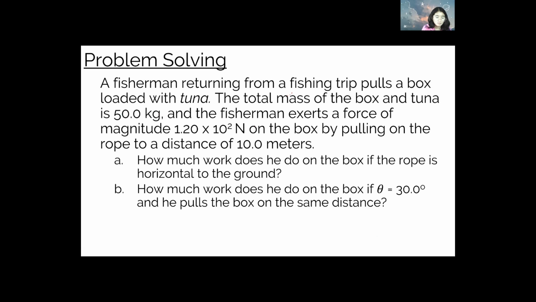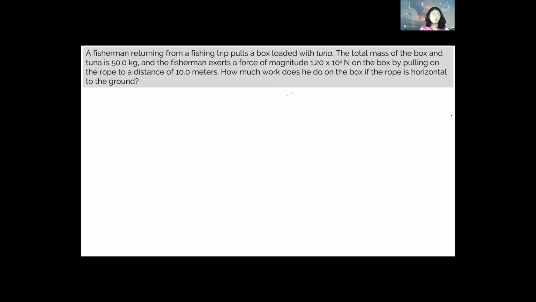Box loaded with tuna, so the total mass is 50.0 kilograms. The fisherman exerts a force of magnitude 1.20 times 10 to the power of 2 Newton on the box by pulling on the rope, to a distance of 10.0 meters. So we have question A and question B. For question A, how much work does he do on the box if the rope is horizontal to the ground?